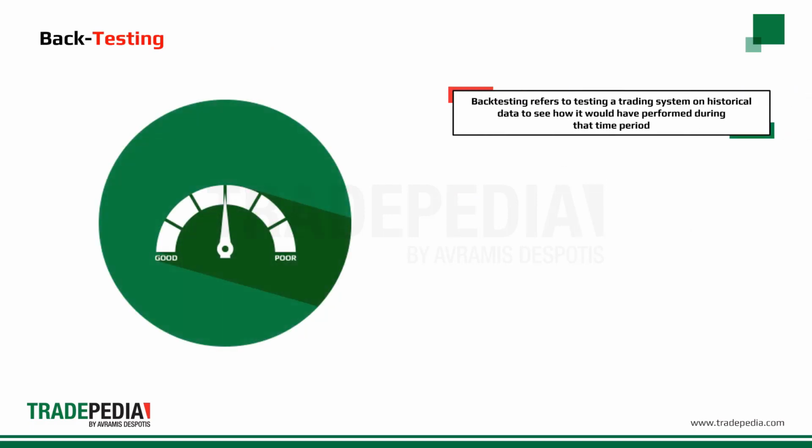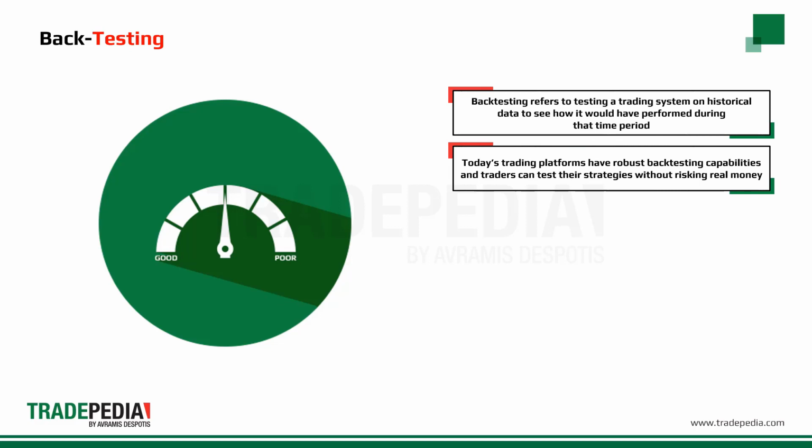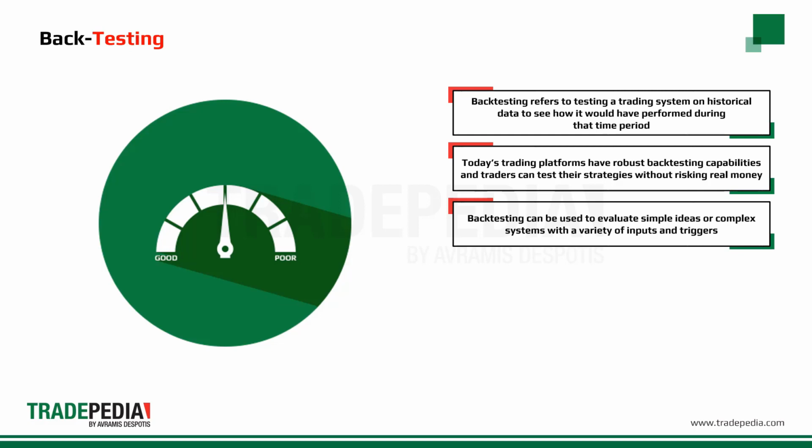The term backtesting refers to testing a trading system on historical data to see how it would have performed during that time period. Most of today's trading platforms have robust backtesting capabilities, and traders can quickly test their strategies without risking real money. Backtesting can be used to evaluate simple ideas, such as how a moving average crossover system would perform, or complex systems with a variety of inputs and triggers.